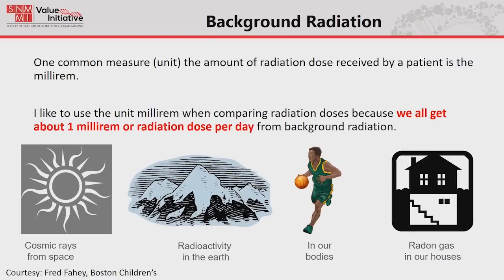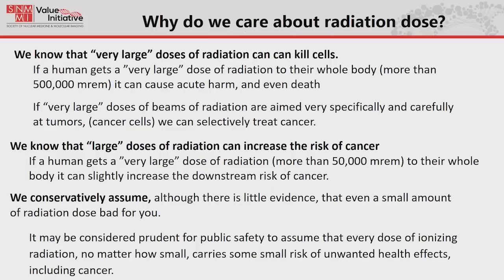Okay? Where do we get it from? We get it from cosmic rays. We get it from radioactivity of the Earth. There's naturally occurring radioactivity in our body. And about half of it we get from radon that we breathe that's kind of in the basement of our homes, usually. About 1 millirem per day. So that's what we all get just kind of as a background.